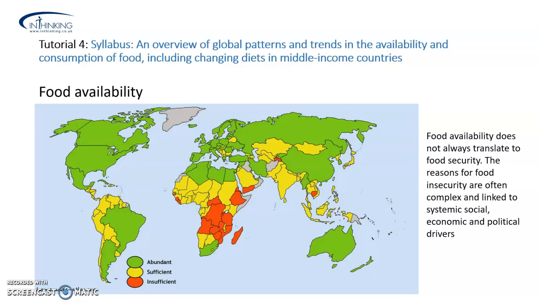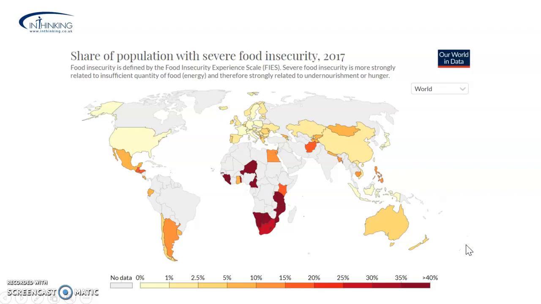In the Northern Hemisphere, in North America, Europe, Eurasia, we see an abundance of food. Then we have to be a little bit careful when we look at maps like this, because sometimes food availability in a country doesn't always translate to food security or insecurity. So the reasons for food insecurity are often complex, and they're linked to systemic, social, economic, and political drivers in that country.